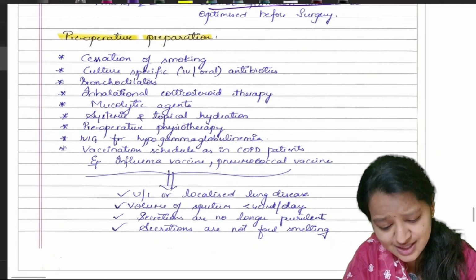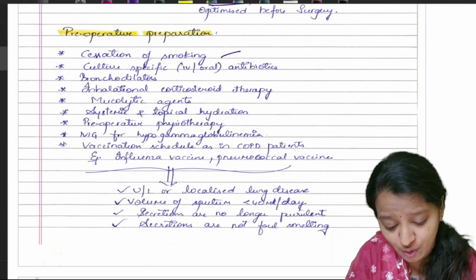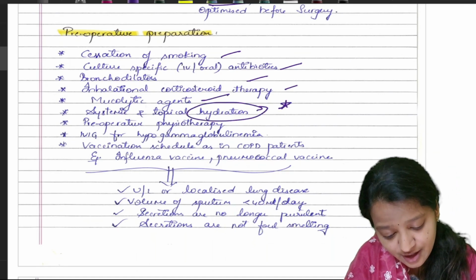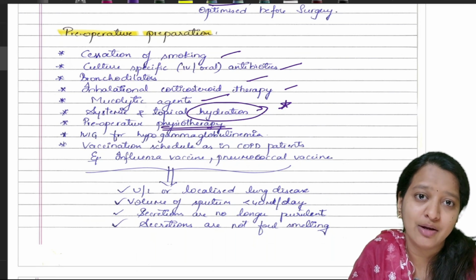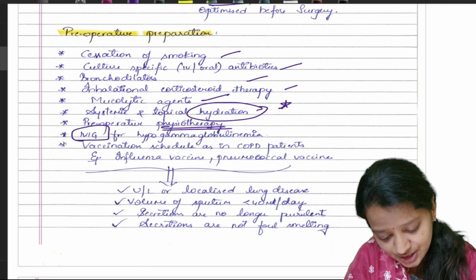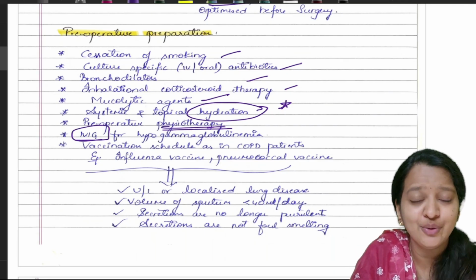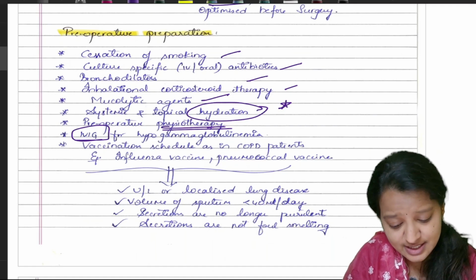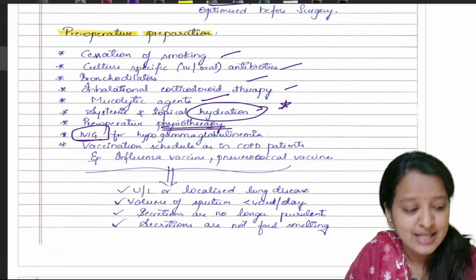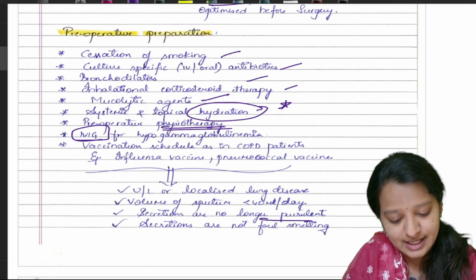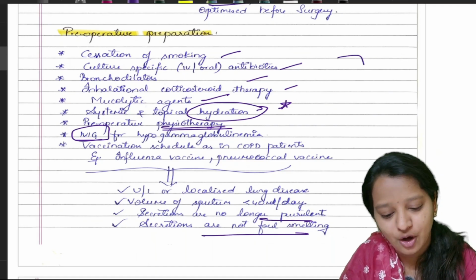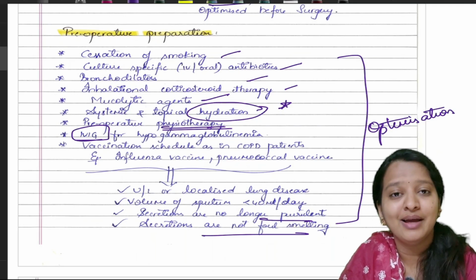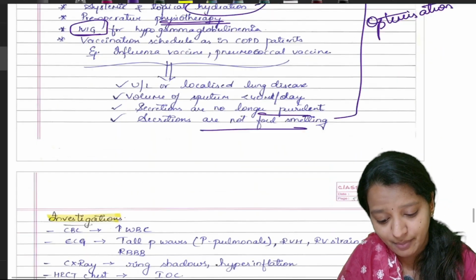Regular preoperative preparation, which we have already learned, includes cessation of smoking, antibiotics, bronchodilators, steroid therapy, mucolytics, hydration, and physiotherapy. If he has hypogammaglobulinemia, we have to go for IVIG, and we follow regular vaccination. Our aim is that the disease should be localized, the volume of sputum should be decreased, the sputum shouldn't be purulent, and secretions should not be foul smelling. This is preoperative optimization. This can be asked as a question in Viva also, so please remember.